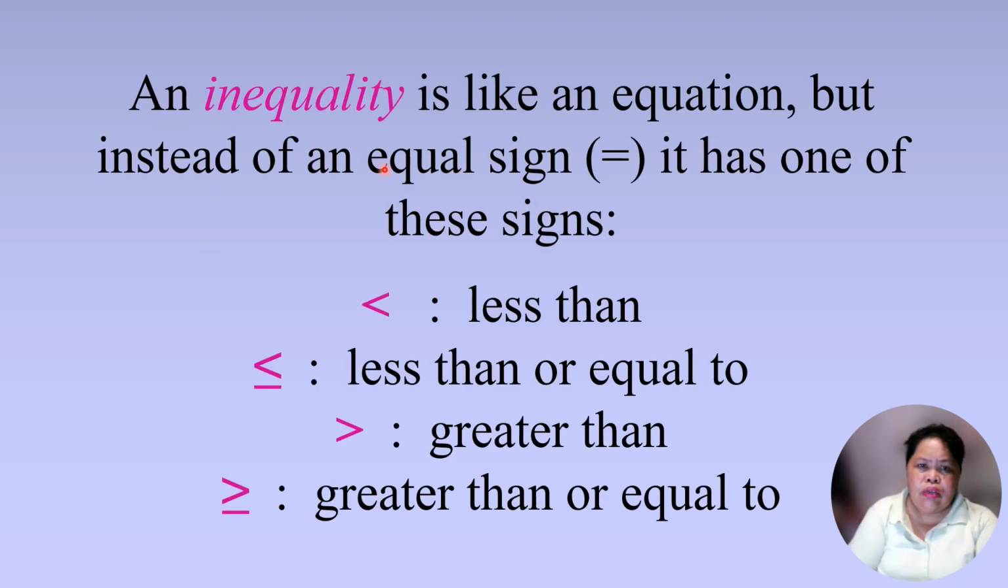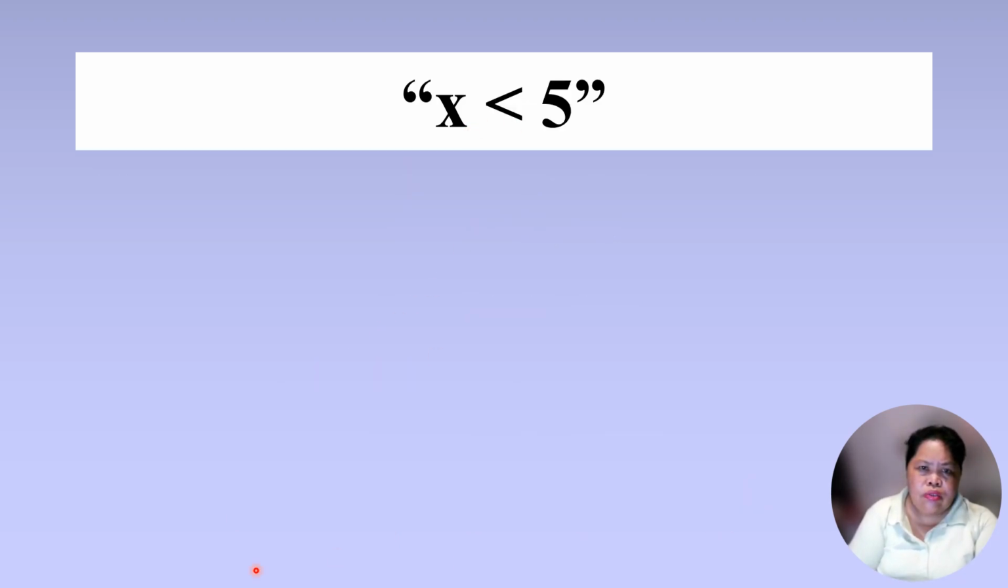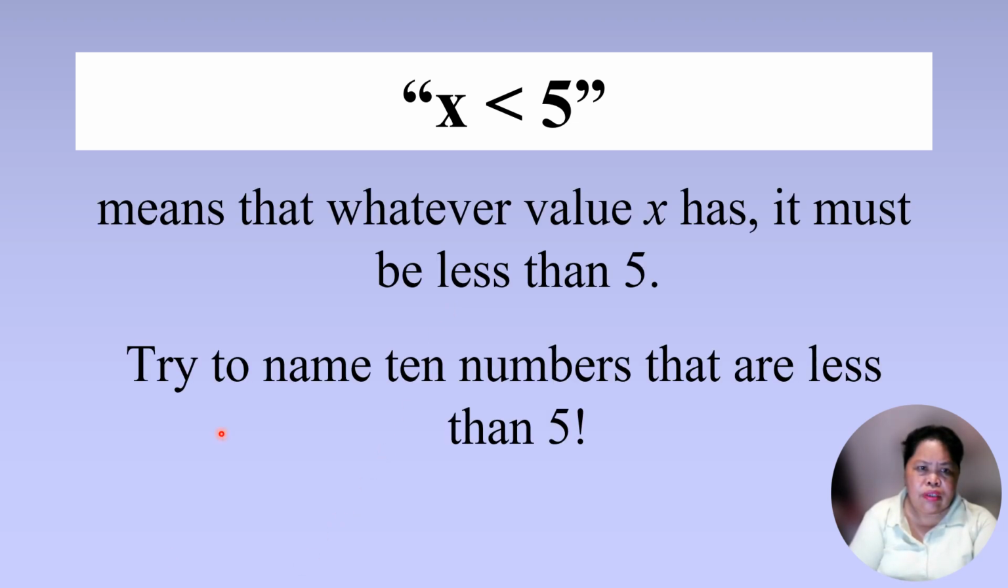An inequality is like an equation, but instead of an equal sign, it has one of these signs. We have less than, less than or equal to, greater than, greater than or equal to. This symbol means x is less than 5. That means whatever value x has, it must be less than 5.